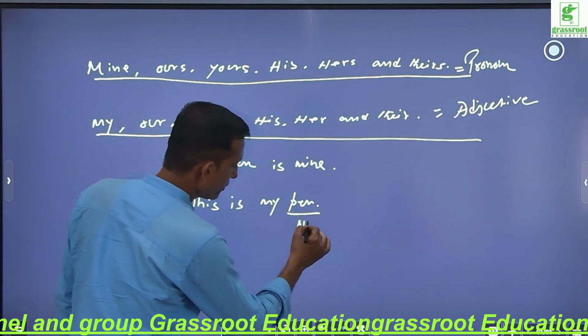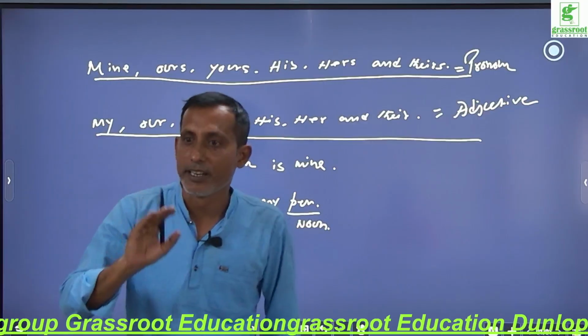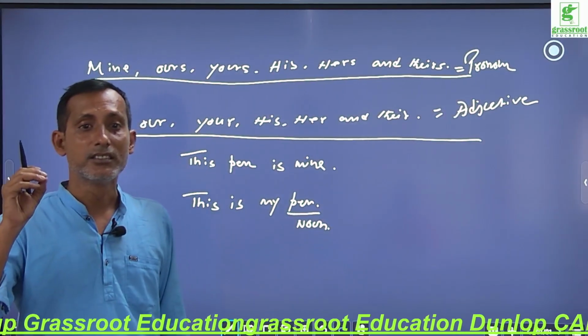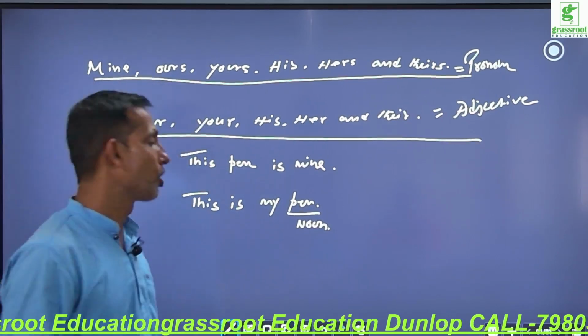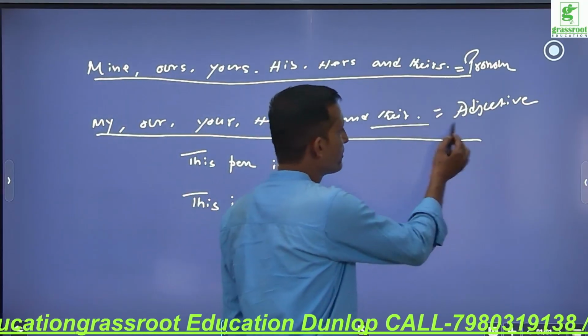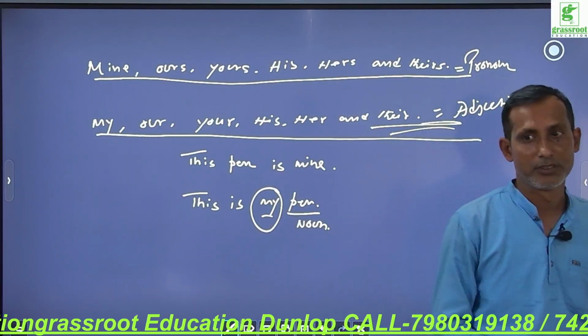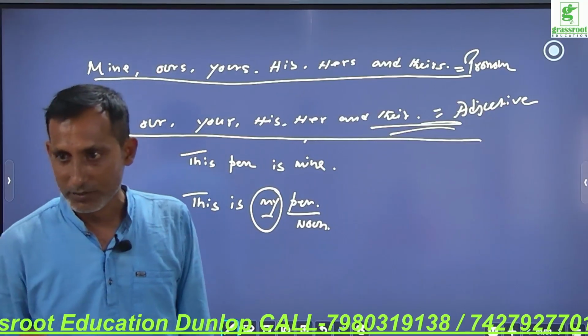Pen is a noun, and the word that is used before a noun to qualify that particular noun is called an adjective. So these adjectives are always used before a noun. That's why they are called possessive adjectives. Is it clear or not?